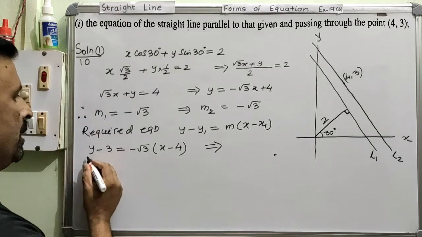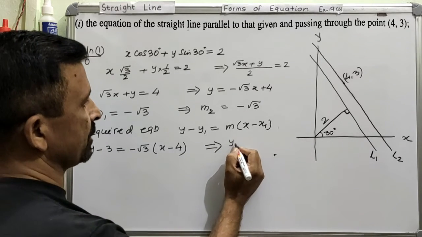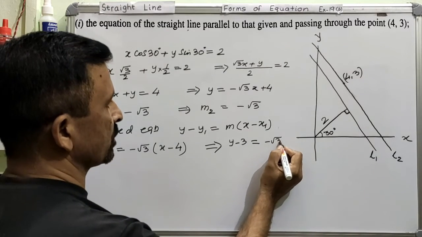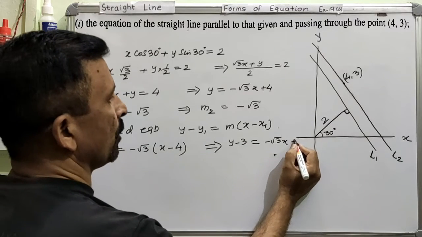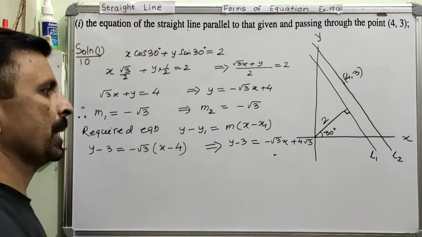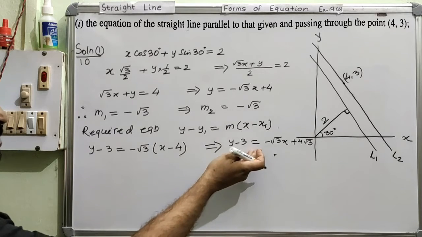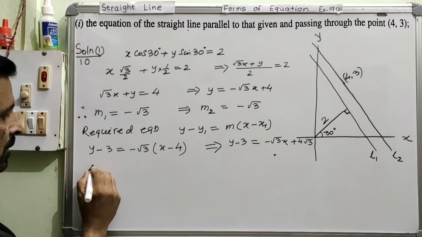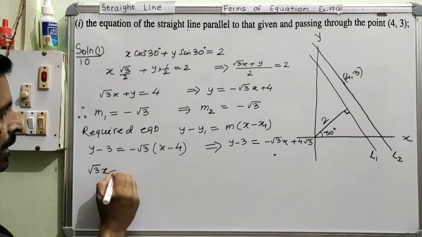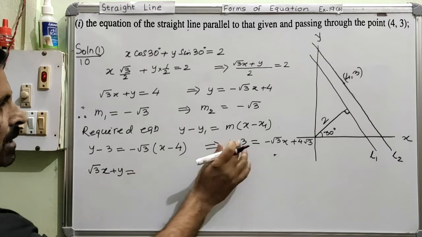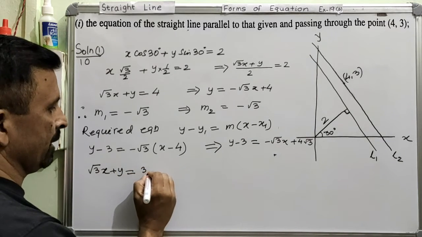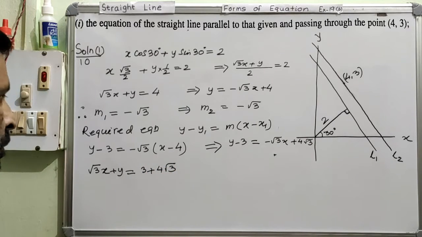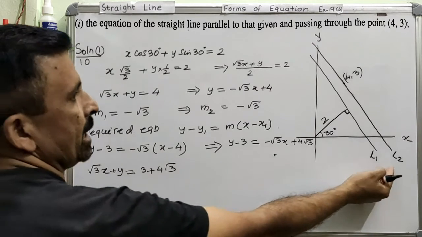One more step here itself. y minus 3, we will keep it as it is for the time being. y minus 3 is equal to minus root 3x, and this becomes plus 4 root 3. Now do the rearrangement so that we can get the final equation. So minus root 3x, we will take to the left side. So this is root 3x plus y as it is, and then this minus 3 will go to that side, so it becomes 3 plus 4 root 3. Now we have completed the equation for the line L2.